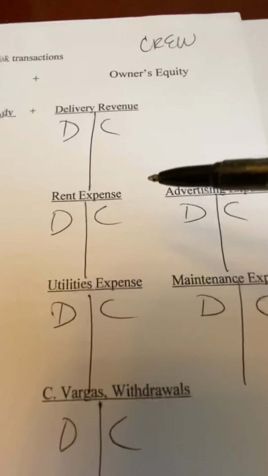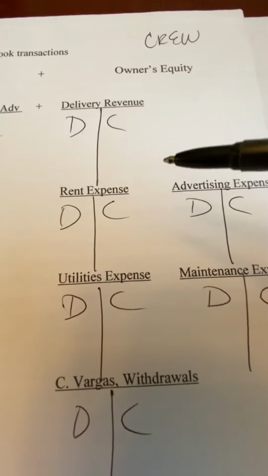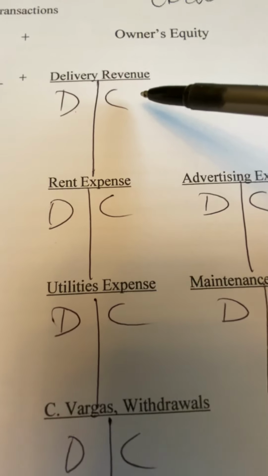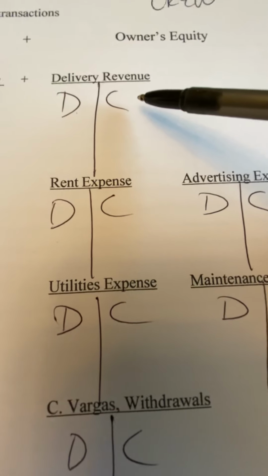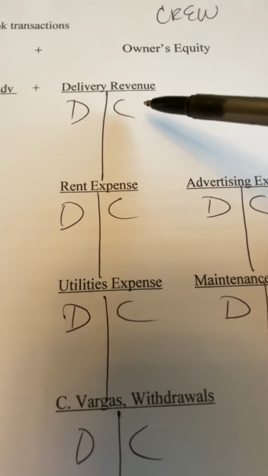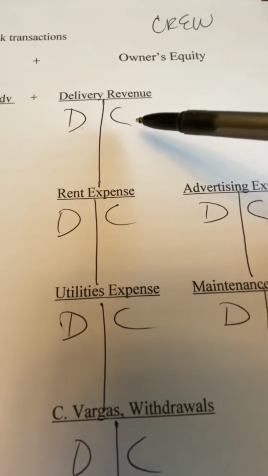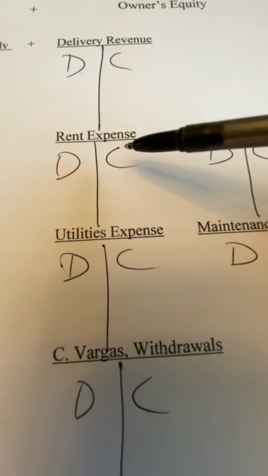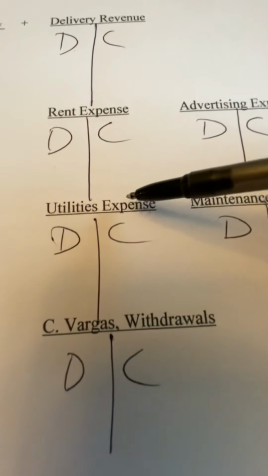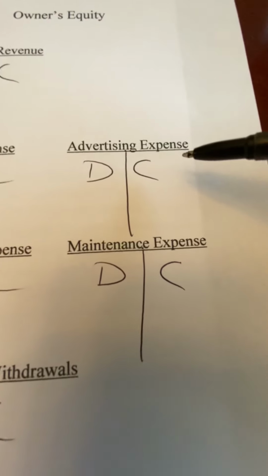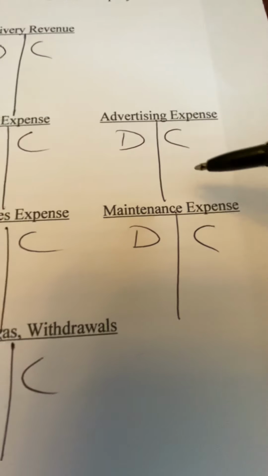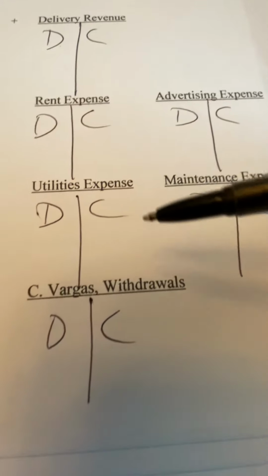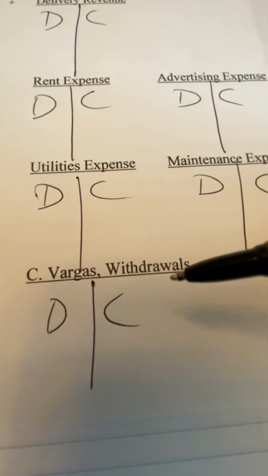Right here on our book transactions assignment, we have delivery revenue. Anytime we get money coming in, we have to record that revenue. We are also recording it in the cash account, but now we're labeling our revenue and how much we make with it. We have expenses: rent expense, utility expense, advertising expense, and maintenance expense. We have to separate these so that we know how much money we're spending on each expense. And then we have the withdrawal account.